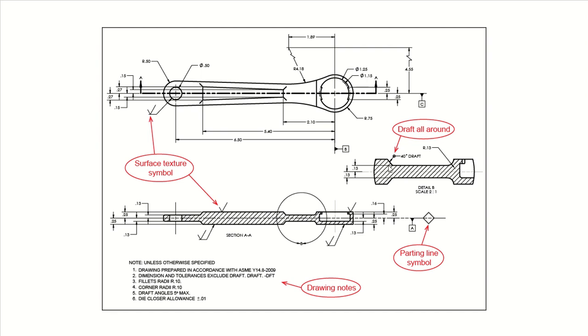This is just showing you that you draft all around that part. And here in the notes, unless otherwise specified, you're going to follow 1 and 6. You communicate it to your machinist.